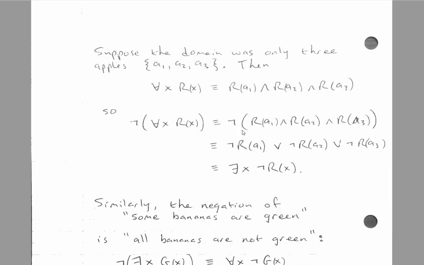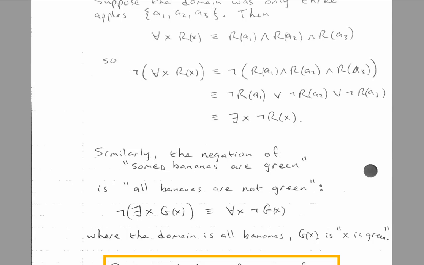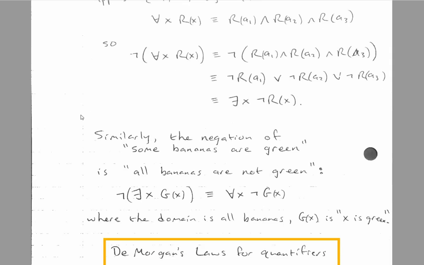Alright, so this is the way to see how De Morgan's laws are related. And the other way around is the same. So if you're negating an existence, you need a universal quantifier, for all. So if you say some bananas are green, then the negation of that, so if it's not the case that some bananas are green, that's the same as saying all bananas are not green.